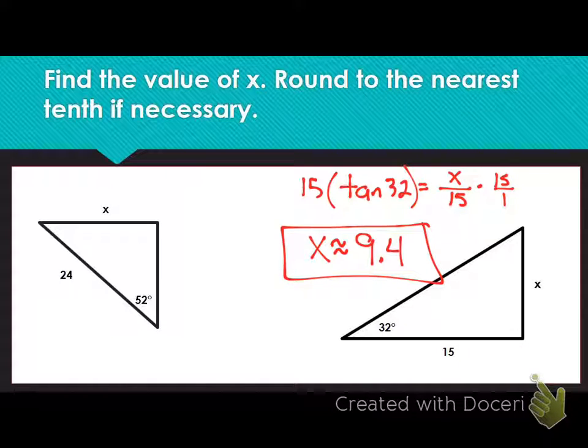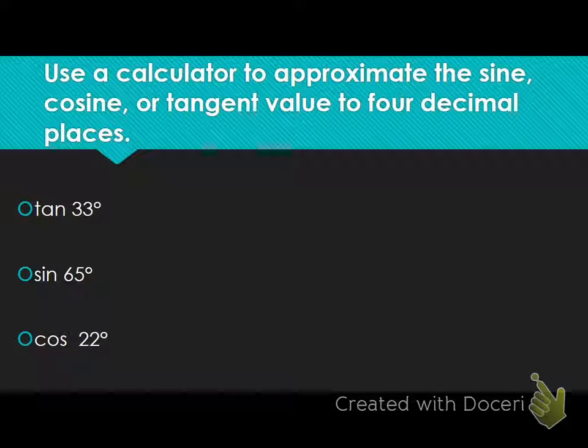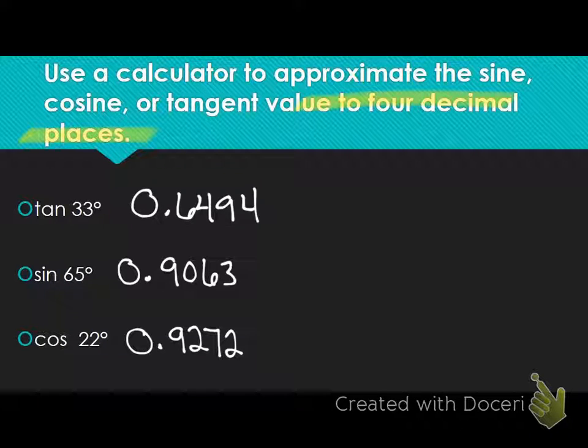All right, so that's your tangent ratios, our trig ratios. Now, this one's simply a matter of just plugging it into your calculator. So go ahead and evaluate these angle measures. Okay, did you get 0.6494, 0.9063, 0.9272? Did y'all get those? All right, so just plug them in your calculator.